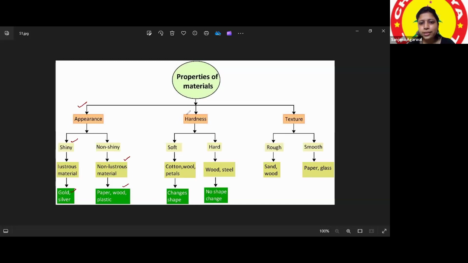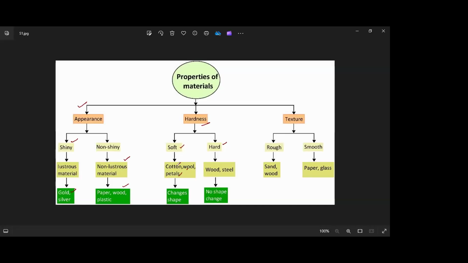Okay. Next is on the basis of hardness. We have either soft material or hard material. Soft can be any type of fabric, the clothes we wear, the towels we use, the curtains, meaning cotton, wool. Soft are flower petals. State more examples of soft materials.